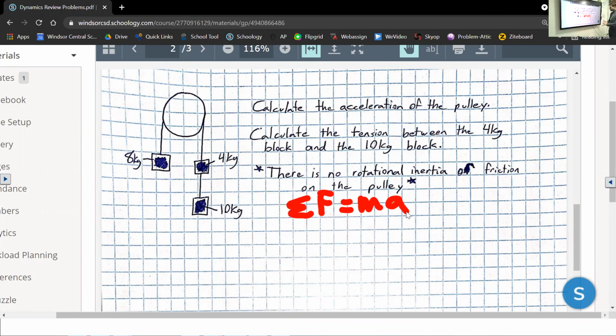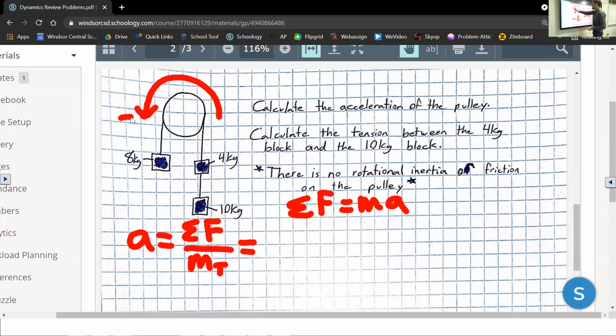Now, so therefore, we want to get the net force in our direction of motion divided by our total mass, M_T, I'll call it, and that will give us the acceleration. Now, the net force here, we want to look at all the forces that are in our direction of motion, which on a pulley system like this, that's all of them.